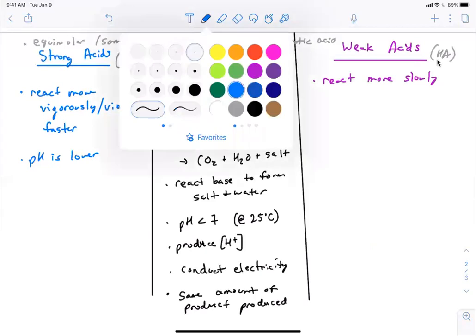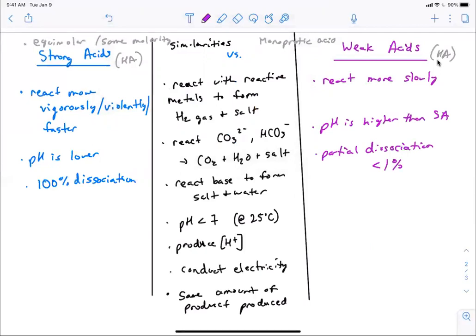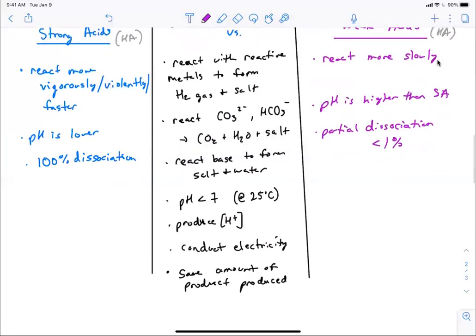The pH will be lower in your strong acid due to the 100% dissociation versus the partial dissociation, which is usually less than 1%. So if you compare the pHs of both solutions, the strong acid should have a lower pH.